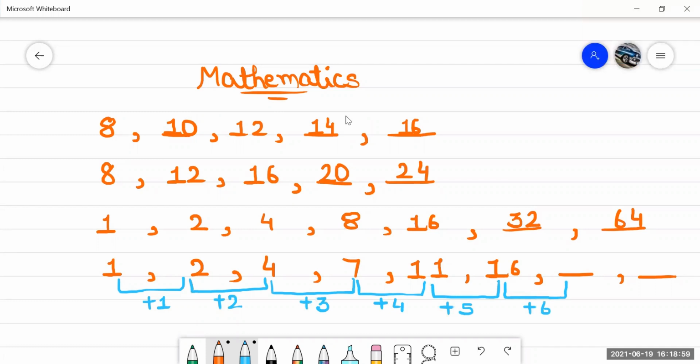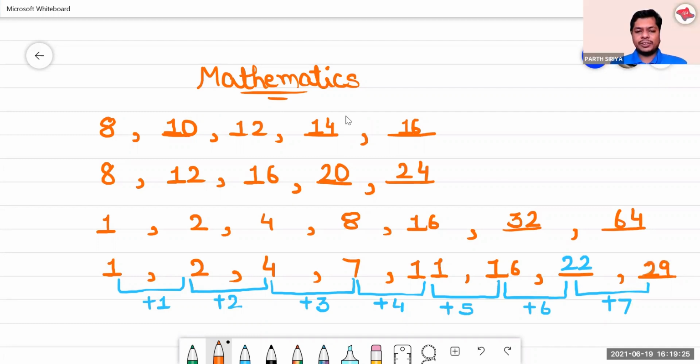So what number will you get? 16 plus 6. That's 24 or 22 or 20? 22. That's correct. And next we are going to add 7 to it. So when we add 7 to 22, it will give you the number 29. So this is another pattern which you have learned, right?